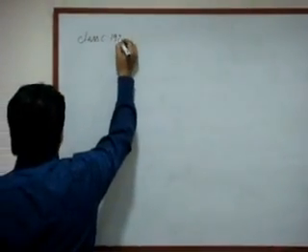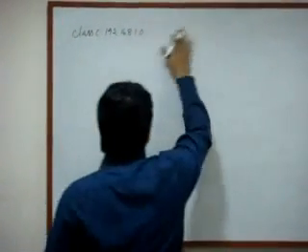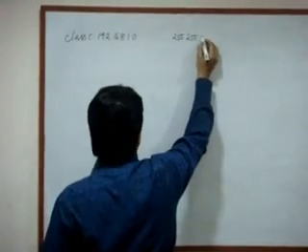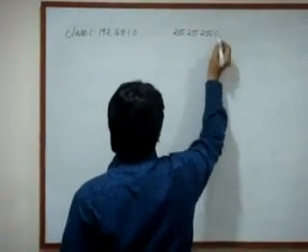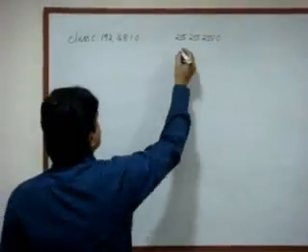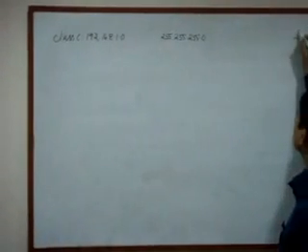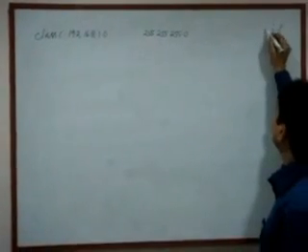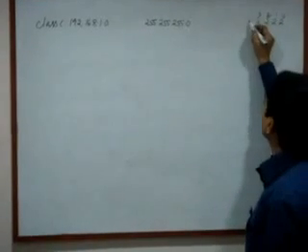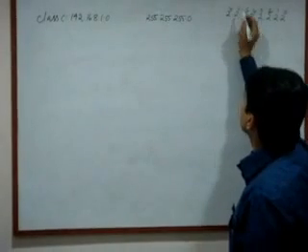For example, 192.168.1.0, and the subnet mask for this class C network is 255.255.255.0. Three network portions and one host portion. So how do we get this 255? We have already seen 2 power 0, 2 power 1, 2 power 2, 2 power 3, 2 power 4, 2 power 5, 2 power 6, 2 power 7.